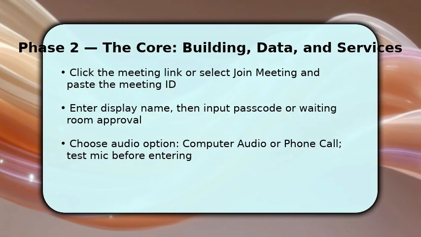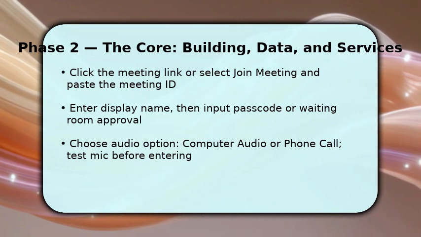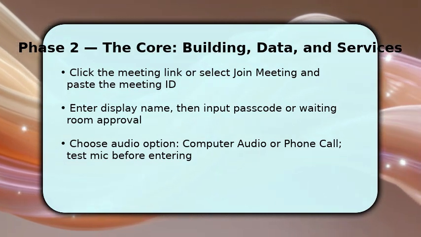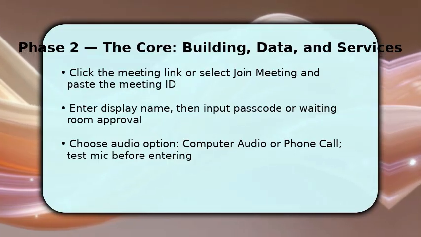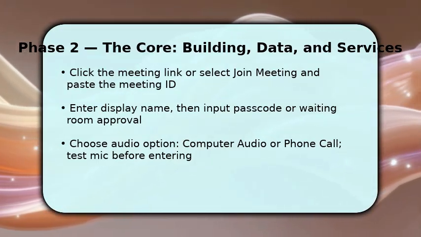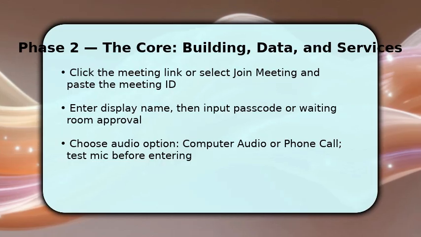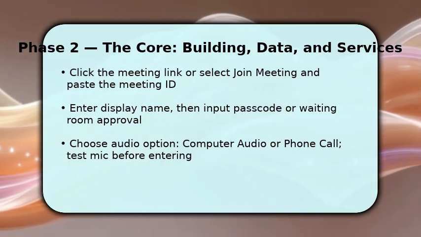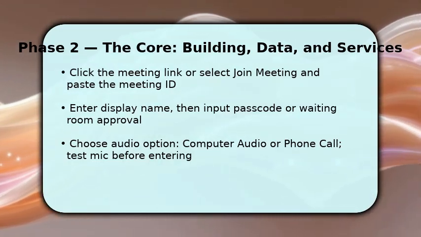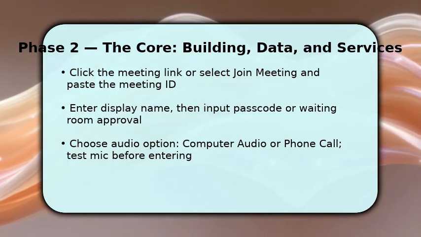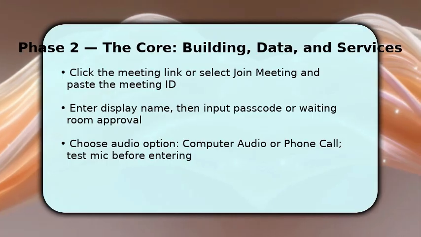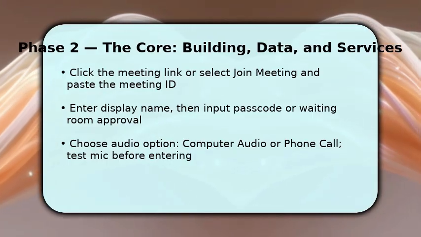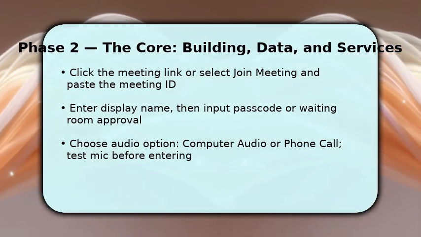You now join the meeting using either the link or the ID. If you click the link, your browser or app launches directly. If you paste the meeting ID into Join Meeting, type your display name first so hosts see who you are. Then enter the passcode when prompted or wait for host approval from the waiting room. Make sure to select computer audio or phone call and test your microphone. This ensures others hear you when the meeting starts, which avoids awkward interruptions.